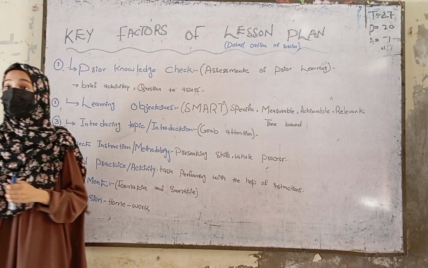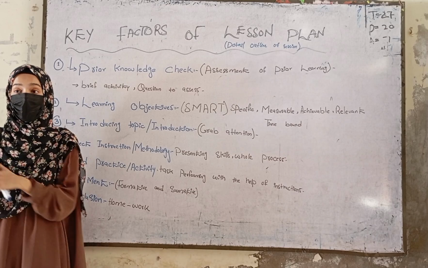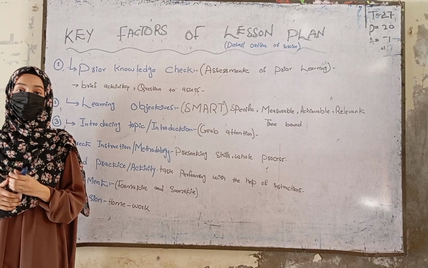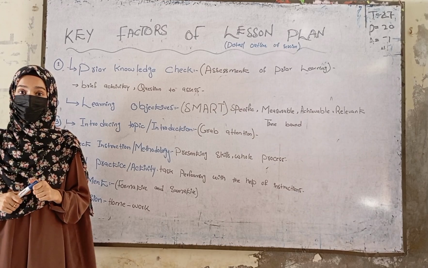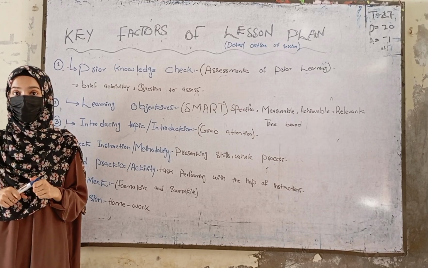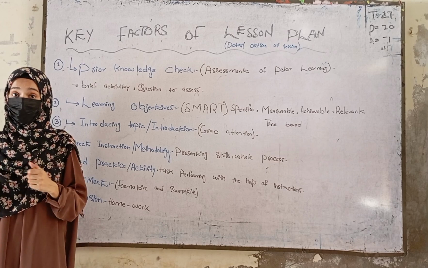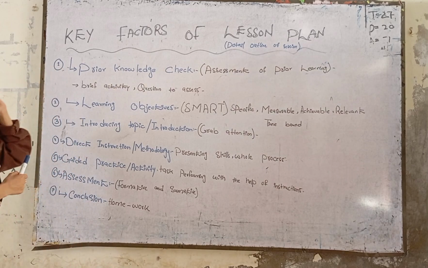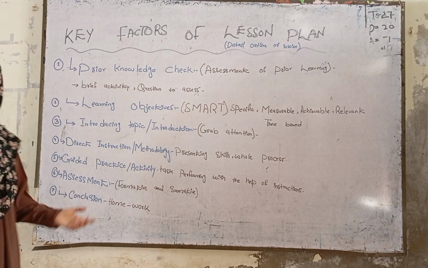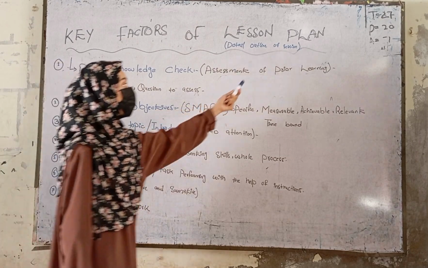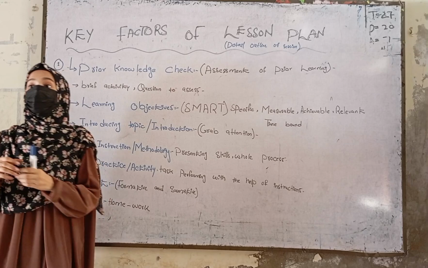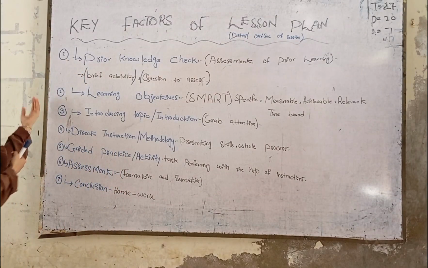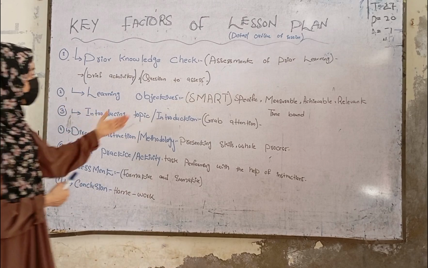It is also a kind of assessment of prior learning, which helps the teacher to know about the students' previous knowledge, how much they know about the topic. The prior knowledge can be checked by various techniques or methods, for example a teacher can conduct a brief activity or ask questions as an assessment, and then they will come to know the students' understanding regarding the topic. After it, the second key factor is learning objectives.